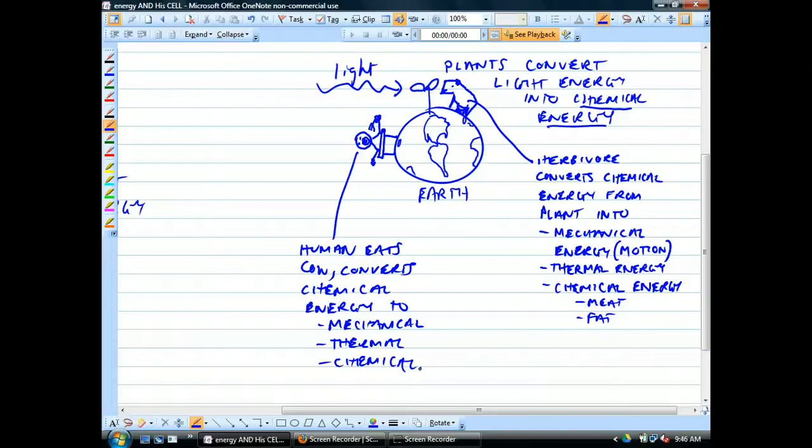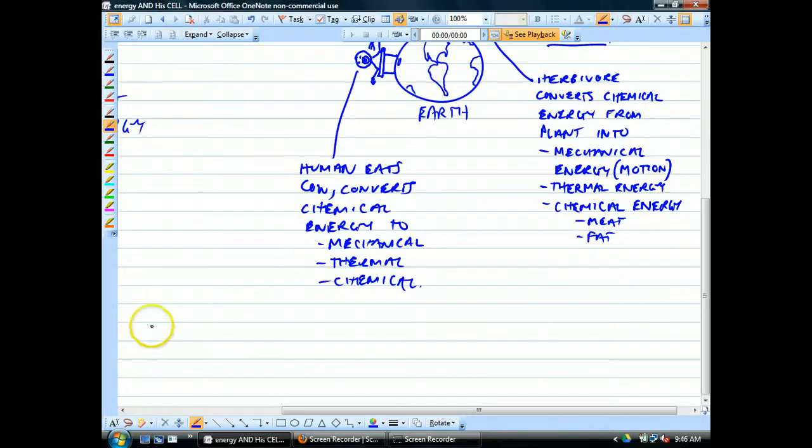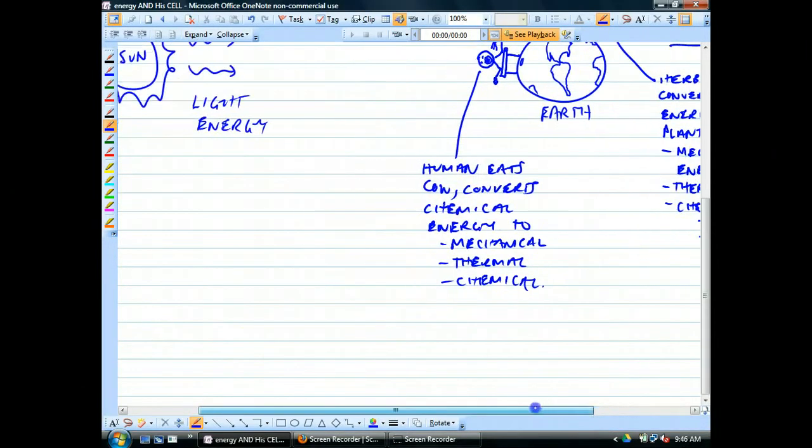Okay? So that's the big picture. Now we're going to narrow it down and get a little bit more specific. All right? The two most important steps of this. So we'll say the two key steps are two chemical reactions.